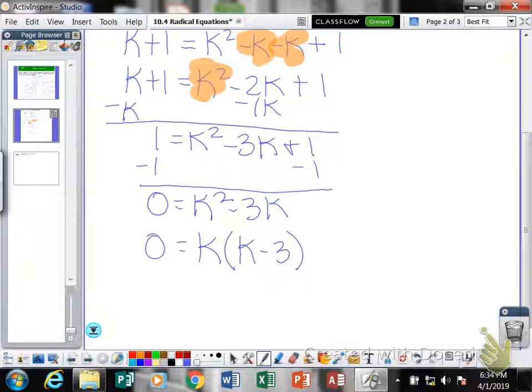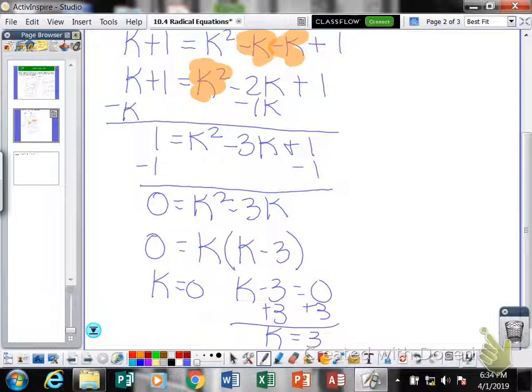Now remember, we're multiplying. So factor K is either equal to 0, or K minus 3 is equal to 0, or both are true. And then add 3, and I get K equals 3. So I have two possible answers here: K equals 0, and K equals 3.